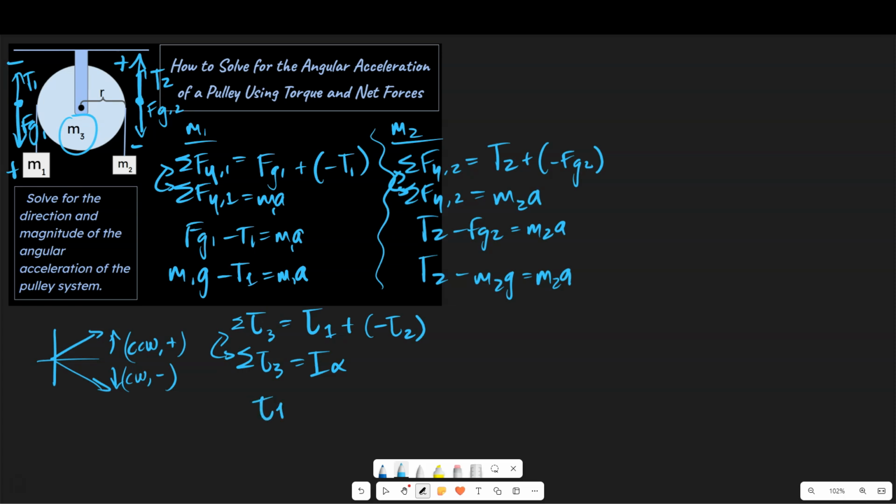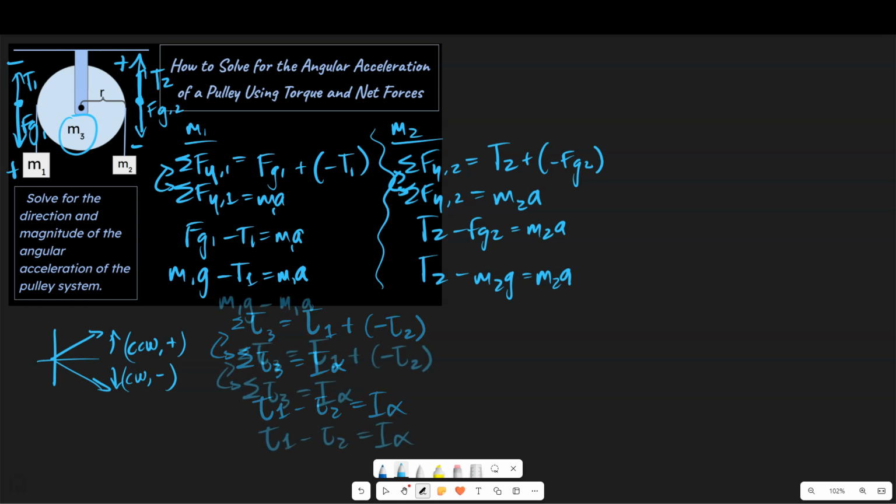So you could say torque from 1 minus torque from 2 is equal to I times alpha. Just to be clear, that I stands for the moment of inertia, or it's also called rotational inertia, and it's the rotational version of inertia.